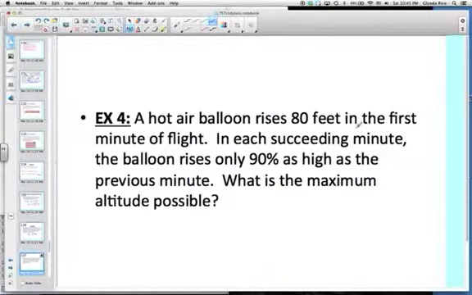A hot air balloon rises 80 feet in the first minute of flight. In each succeeding minute, the balloon rises only 90% as high as the previous minute. What's the maximum altitude possible? Turn this off, work it out yourself, and then see if we have the same answer. I'm going to go ahead and work, but you stop the video, work it on your own. Okay.